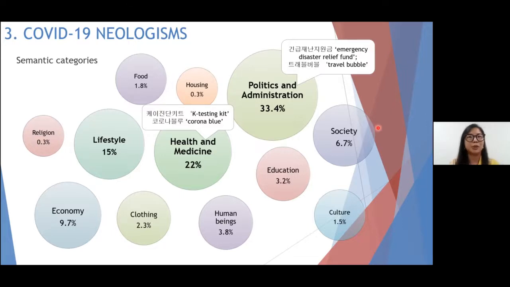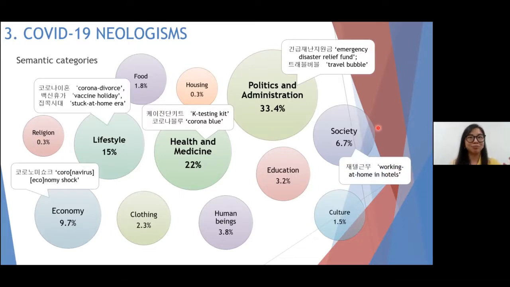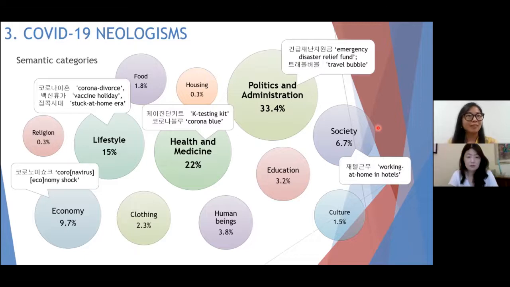So, for example, you have neologisms such as corona divorce, vaccine holiday, stuck at home era, coronomy shock, and working at home in hotels. Well, I believe that there are many similar neologisms in our language.